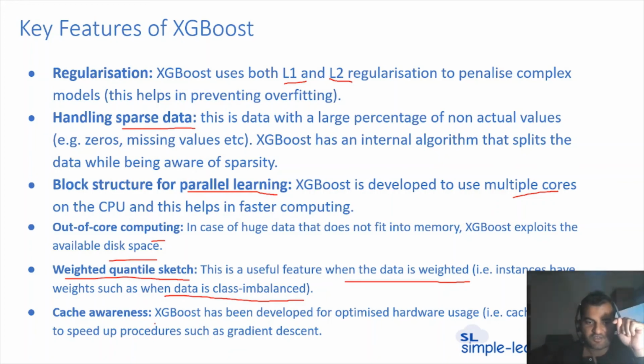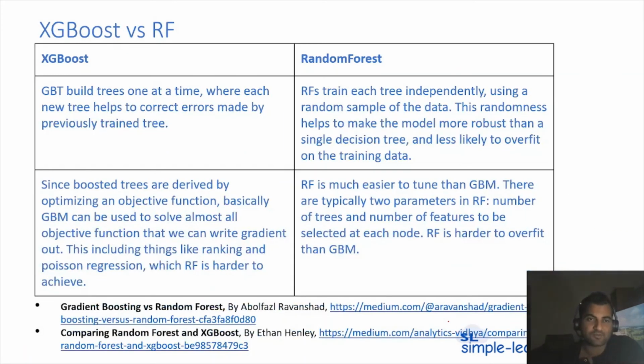Then cache awareness, which is developed for optimized hardware usage. Not just results, but we also need to select algorithms which are not so resource hungry. If it uses a lot of resources, then the run cost will be more, right? Hence we should be aware of cache awareness. So this is one of the key features of XGBoost.